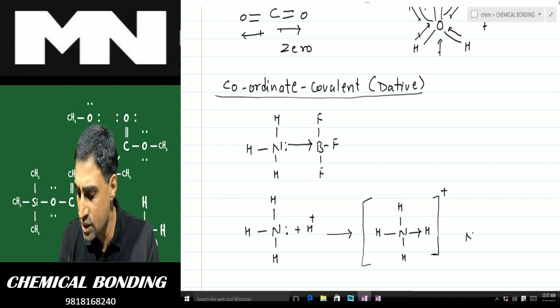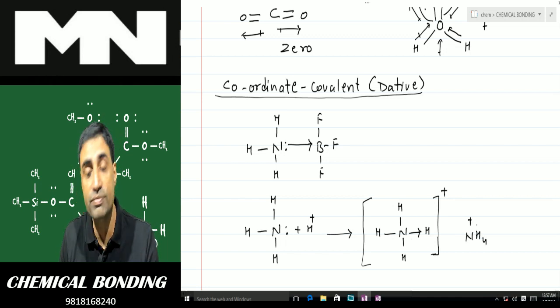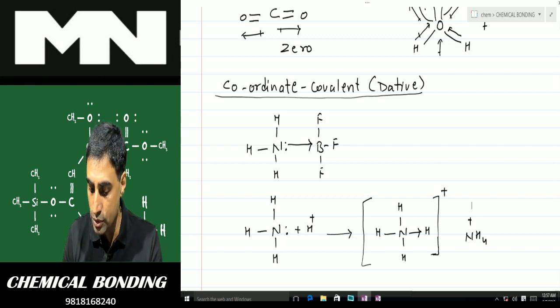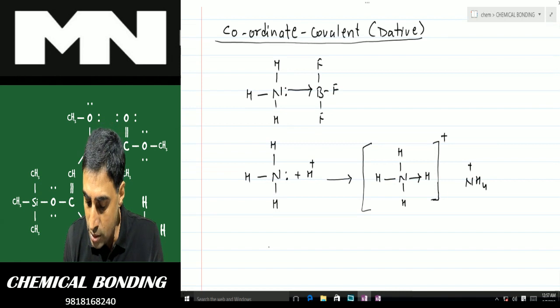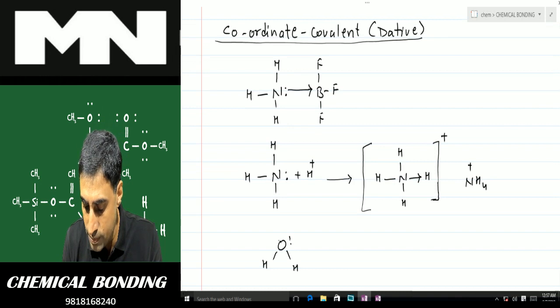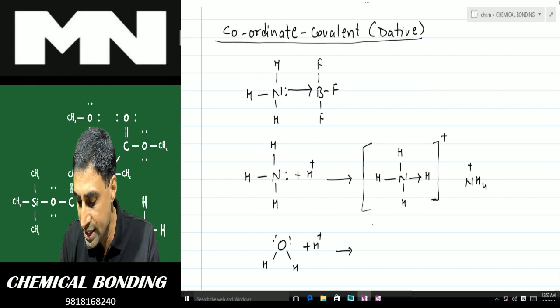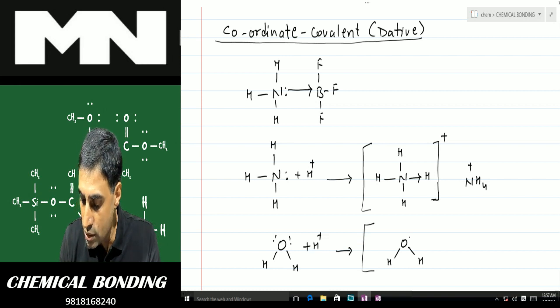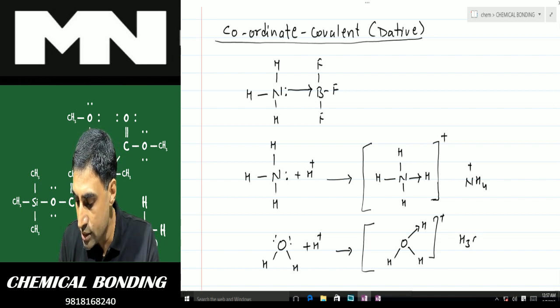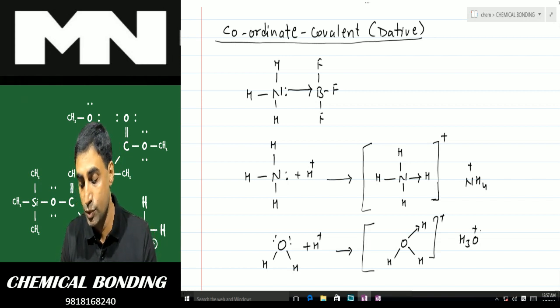So many times you have seen a compound written like this, NH4 positive, that is ammonium. So in the ammonium molecule, you have three normal covalent bonds, but one of the bonds is a coordinate covalent or dative bond. Likewise, if we talk about a water molecule, now here I have a water molecule and H positive ion from an acid. It will donate its lone pair of electrons to H positive ion, leading to the formation of hydronium ion. So like ammonium, you have got hydronium ion, which is H3O positive.